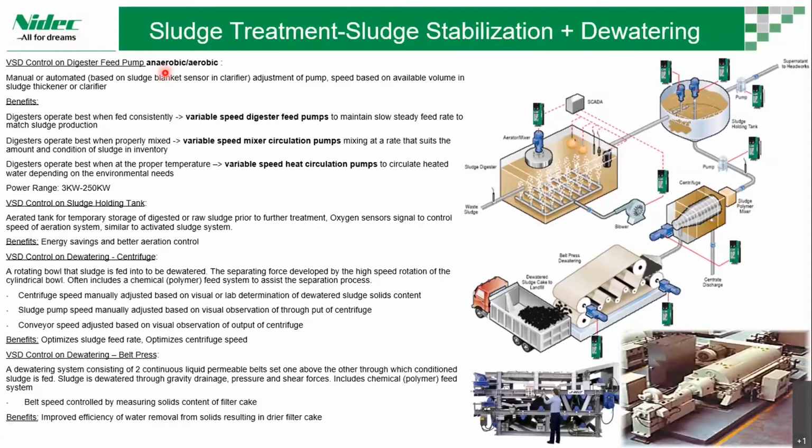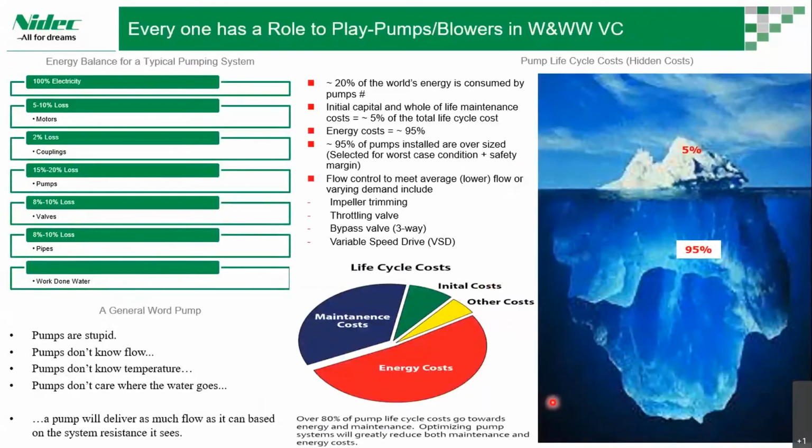When it comes to dewatering, that is a tedious and energy-consuming process. Again, we have two stages. One is the centrifuge, which is a particular operation that uses VFDs. Another is belt press dewatering. So there are two stages where we can use VFDs. In these two stages, the VFD saves energy by operating at the required speed. And this is a belt press.